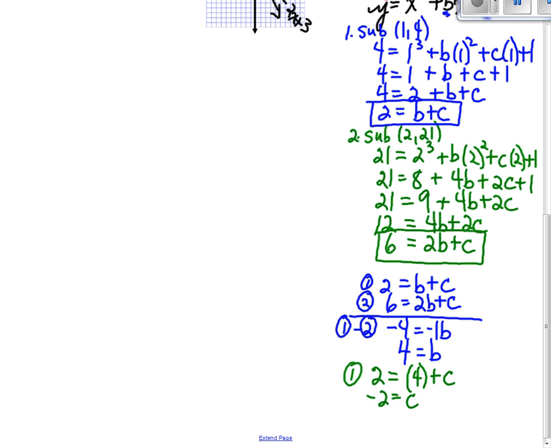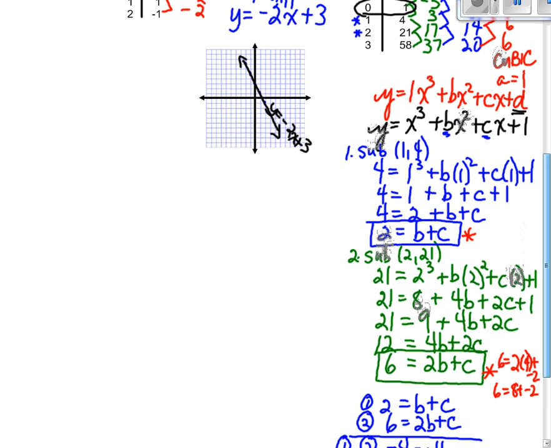Quick mental check. Do those two values of b and c work in both my first equation and my second equation? I'm going back up to the first equation to check. Does 2 equal 4 plus negative 2? Yes, it does. Going to the second equation. Does 6 equal 2 times, my b value is 4, plus a negative 2, which was my c value? 6 equals 8 plus negative 2. Yes, it does. It works for both of those equations. I have found b and c.